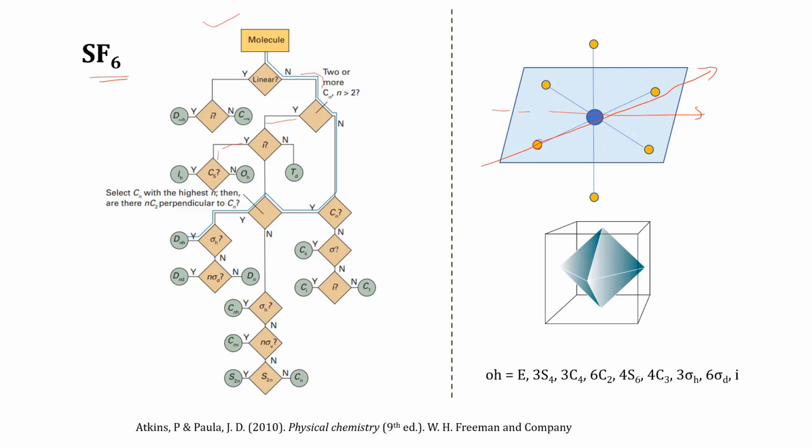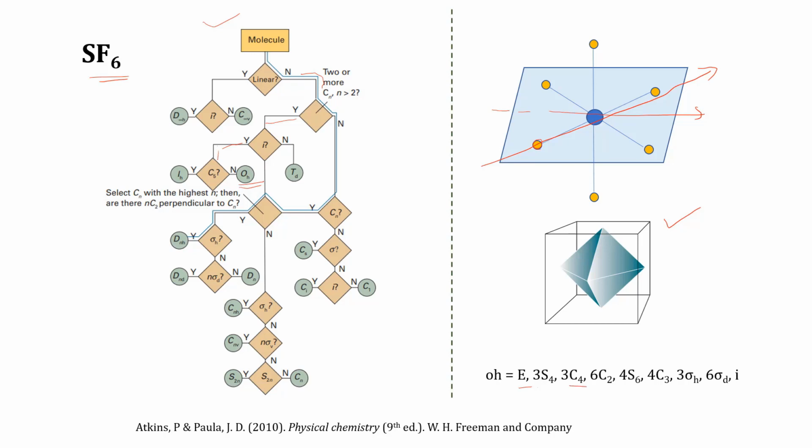So the next question is whether the molecule has a C5 axis of rotation or not. And it is clear from the picture that it doesn't have a C5 axis of rotation. So we end up with the octahedral point group. And the symmetry elements are E, 3S4, 3C4, 6C2, 4S6, 4C3, 3 sigma h, 6 sigma d and I.